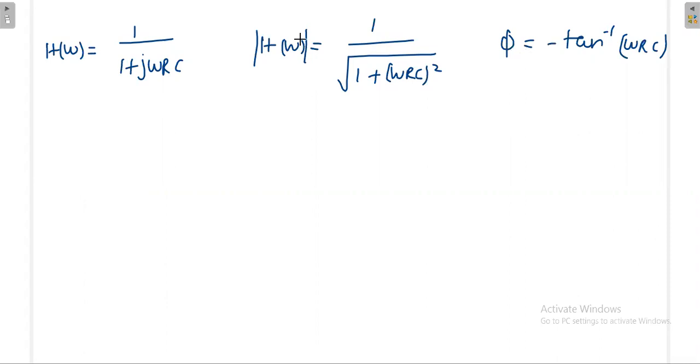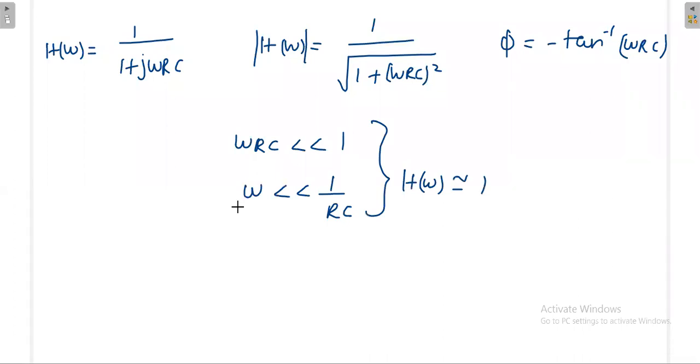Now observe this magnitude function. At low frequency, when omega RC is less than 1, or omega is less than 1 by RC, when you choose frequency values lesser than 1 by RC, then approximately H of omega is 1, because this omega RC value is very, very small.